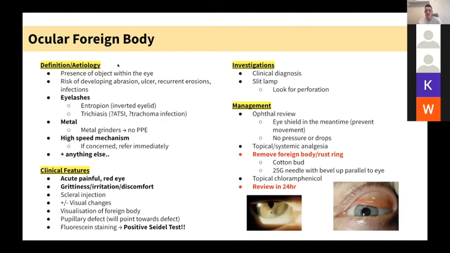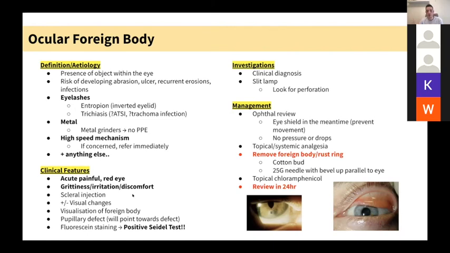In terms of a foreign body, there are a few different things that can cause one. Sometimes an eyelash, which I'll go through in a little bit. Metal, usually from metal grinders, from people that don't wear PPE. A high-speed mechanism is usually concerning, so you want to know if it happened at high speed, because that can be quite traumatic. And literally anything else can cause a foreign body.